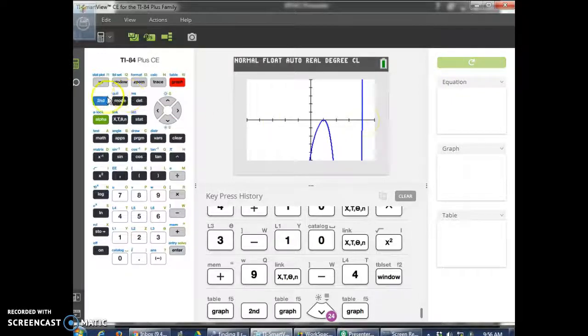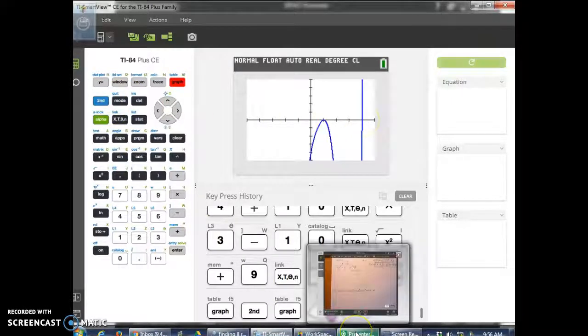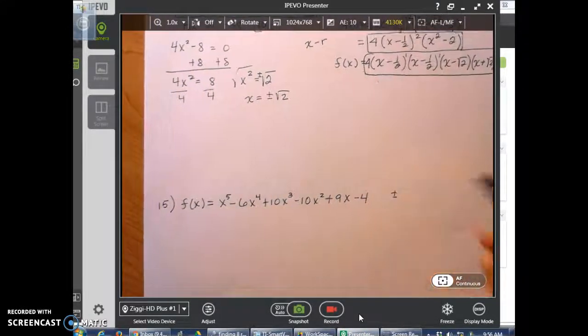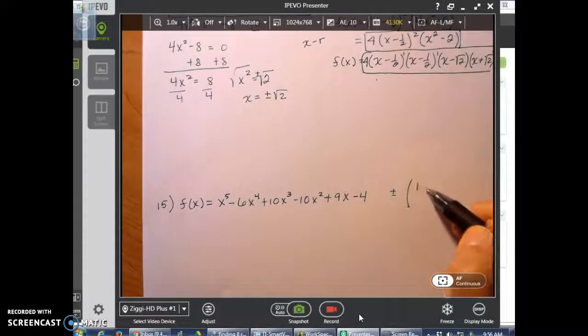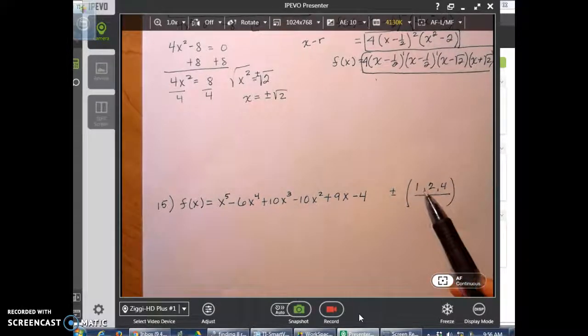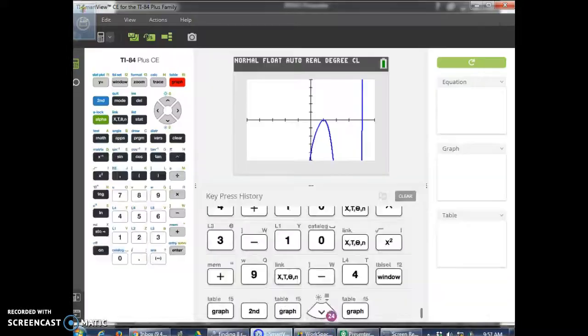Now let's go back and let's look at our possible rational roots for this problem. Okay, so the possible rational roots are going to be a 1, 2, and a 4 over a 1 because of the lead coefficient. So definitely the roots that we saw are going to work there. So what is going on? Like, why do I only see 3 roots? It's because the other 2 are probably imaginary.